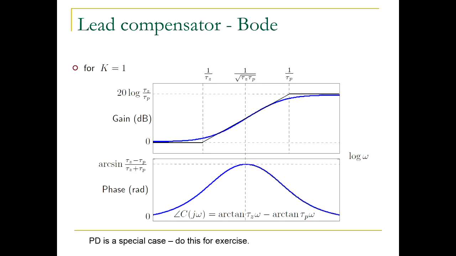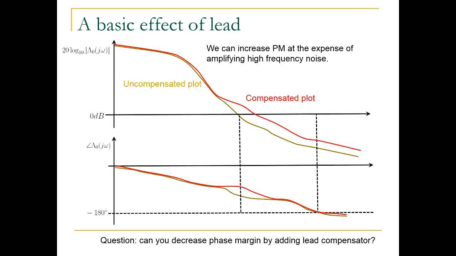So again, here you have 3 degrees of freedom: tau z, tau p, and K. But note that now the effect of the compensator is totally different from lag. Here you are providing lead, and you have more gain at high frequencies. No matter what you do, you would be adding more gain at high frequencies, right? Because of the choice of tau z and tau p. All right, so PD is a special case. You can just do this as an exercise.